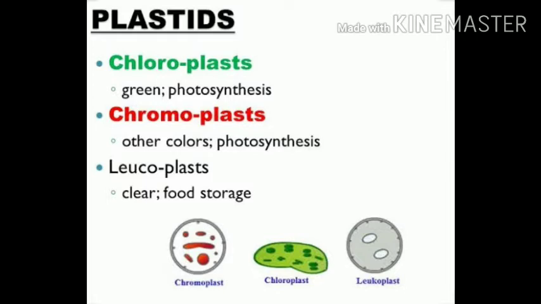Now we will read about the chloroplast. What is the chloroplast? The chloroplast is the plastid that contains the chlorophyll in it. So chloroplast contains the chlorophyll, and that is its own function.